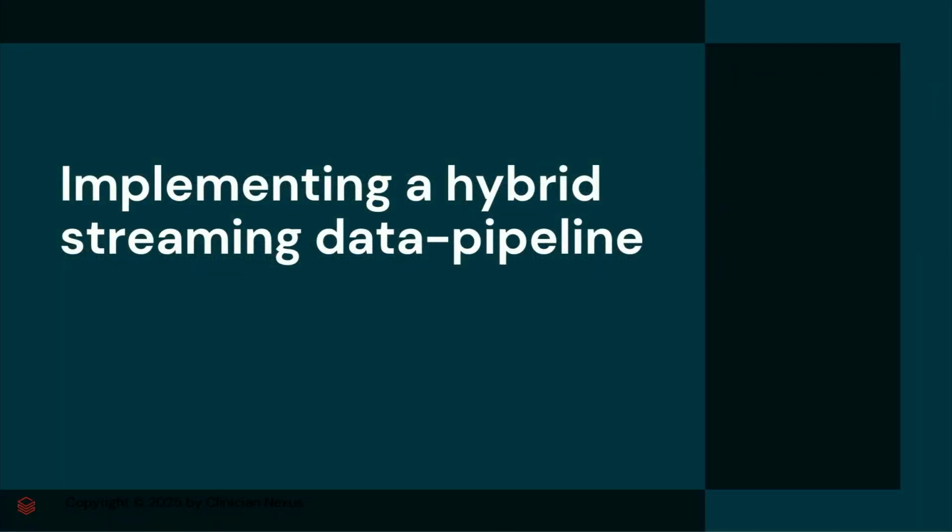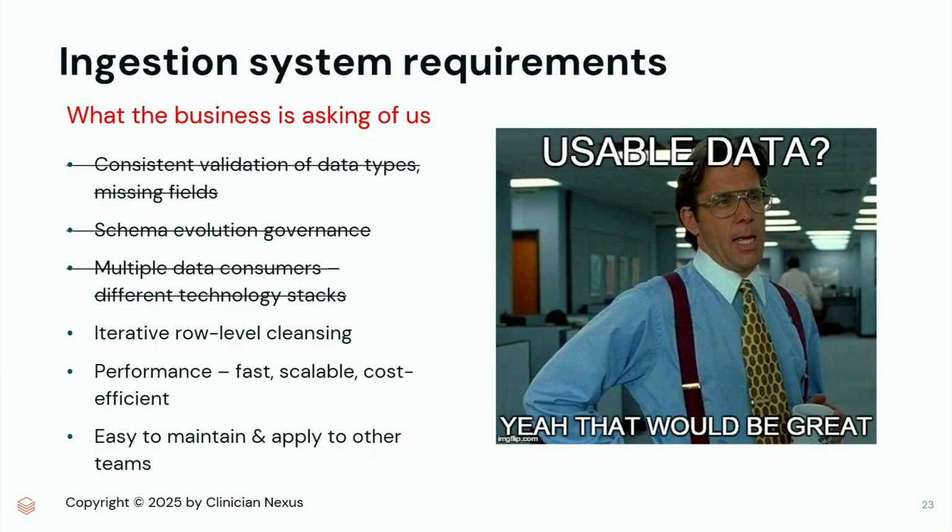Okay, so with all of our basics down, let's talk about how we have implemented our pipeline. Coming back to our requirements. We talked about how to validate our data types with our strongly typed mapping of Excel schemas to Protobuf. We talked about how we can govern that schema and how our Protobuf-based architecture allows for many different consumers and technology stacks to interact with it. Now we need to cover how we can clean rows over time, the performance attributes of it, and how easy it is to maintain and apply to other teams.